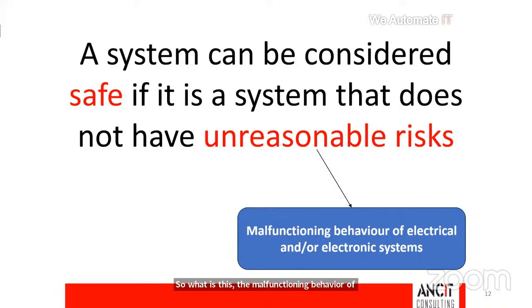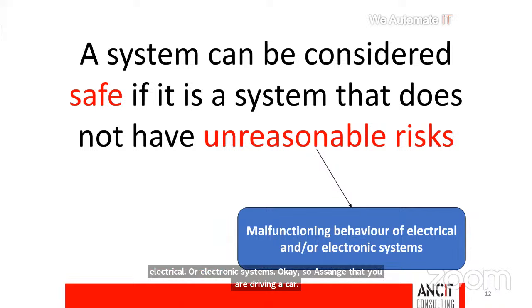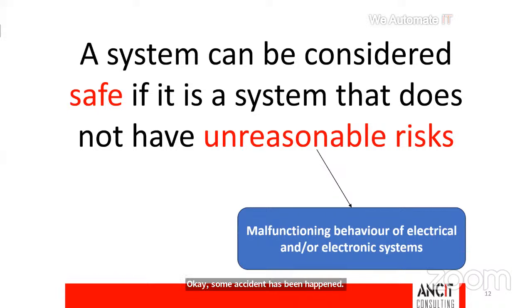Assume that you are driving a car and an accident has happened. The first thing the police officer will inquire is how it happened, whether it happened due to human error or some E&E error. If it is human error, then it is not a problem, as there is no malfunction in the E&E system. The accident occurred due to human error. Then the system will be considered safe, because the E&E had no part in the accident. The accident occurred only because of the human. At that time, we can consider that the system is safe.